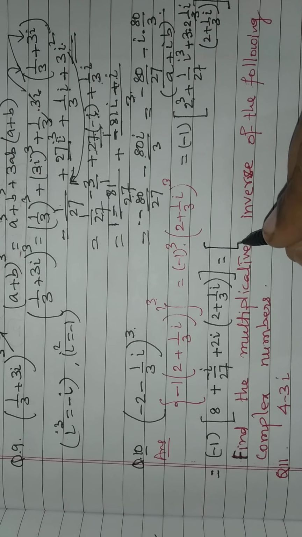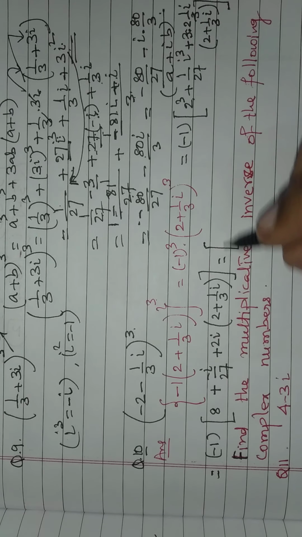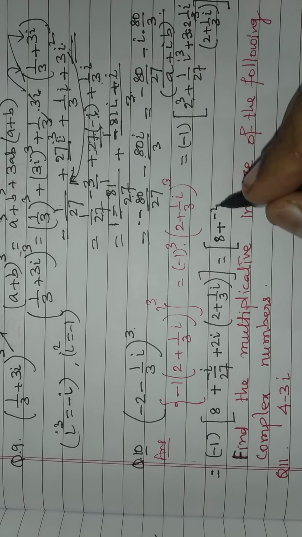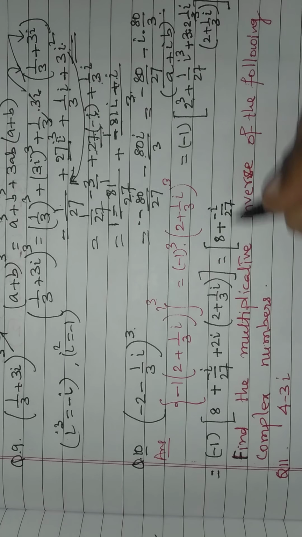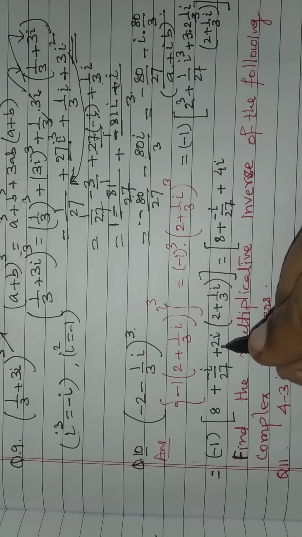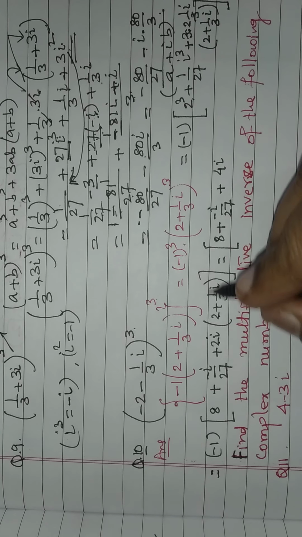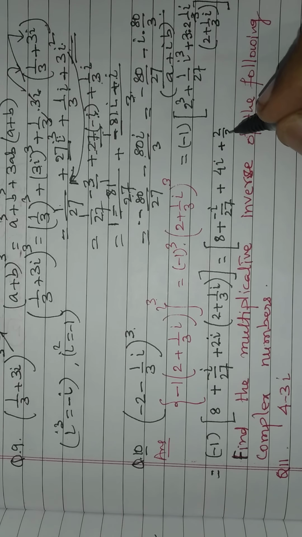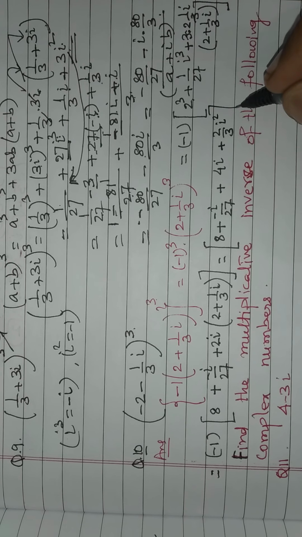Here it will be 8, and then 8 plus minus i by 27, and this multiplied, so 4i, and if you multiply these two by the distributive law, it is 2 by 3 i square.